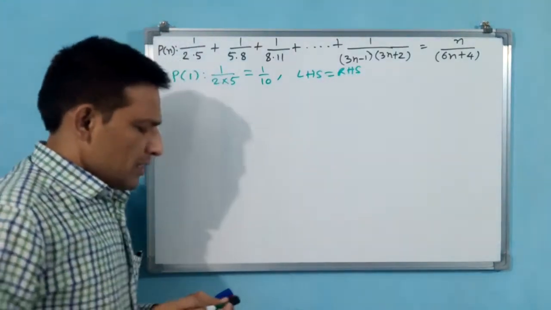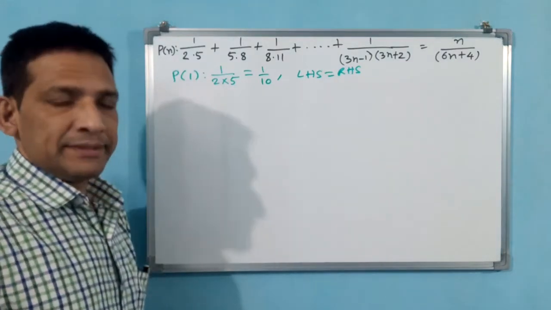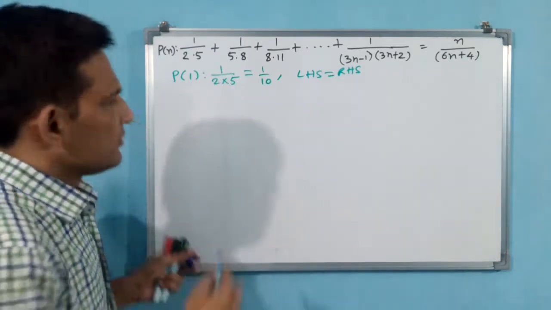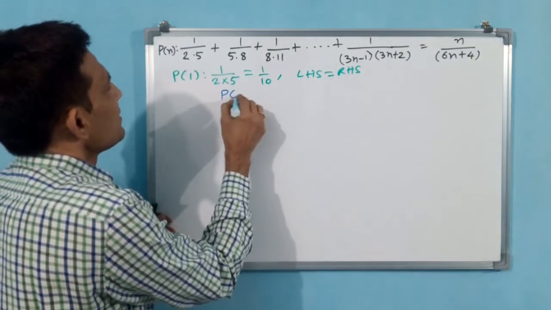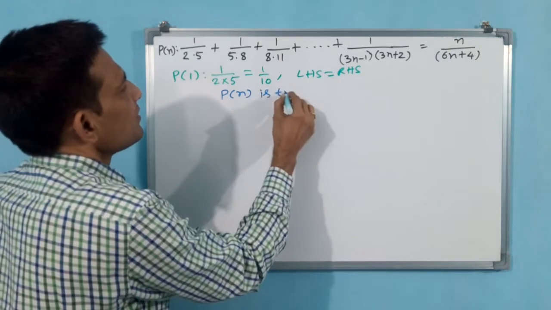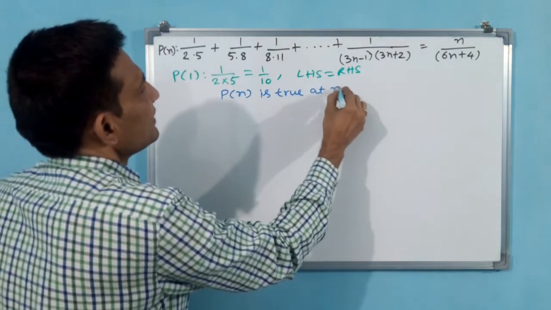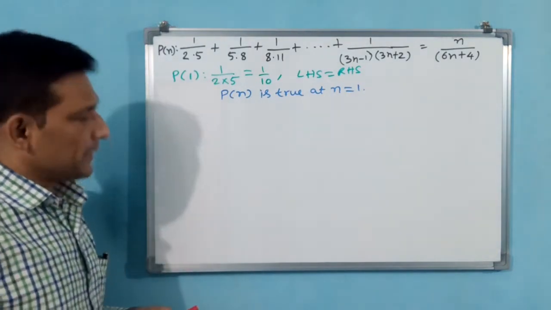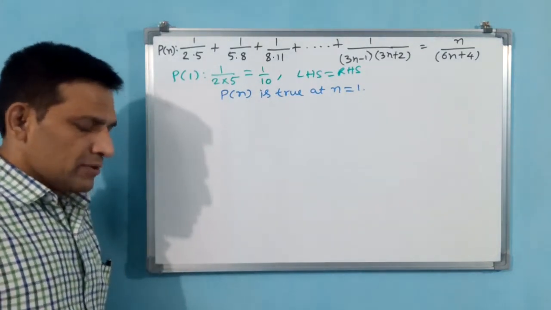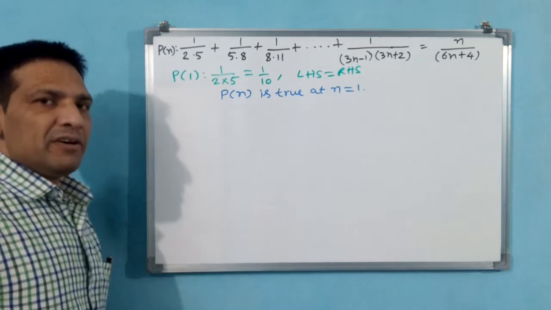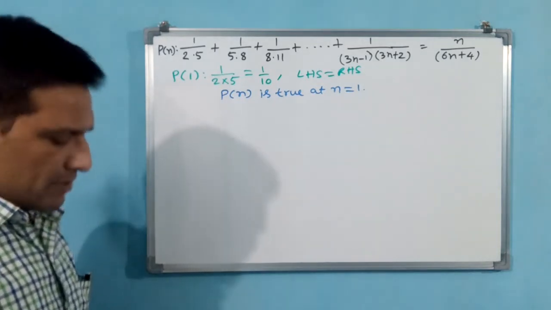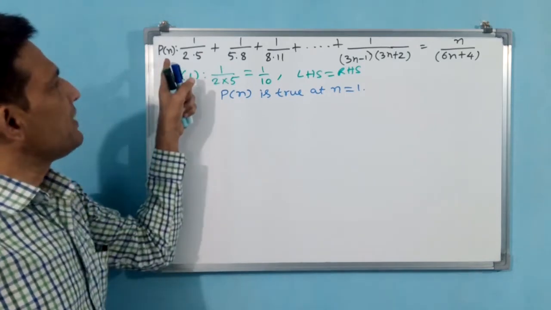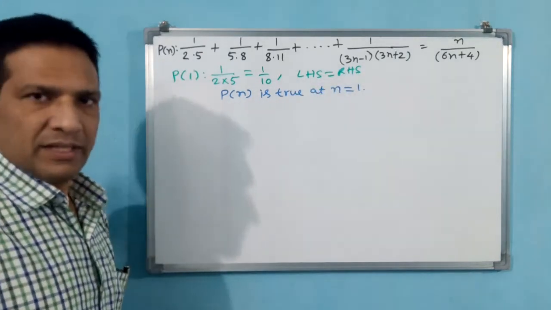After finishing this first step, what you have to write? Pn is true at n is equal to 1. Let us write Pn is true at n is equal to 1. Is it okay? Now next step, let us go for P of k. We have to write P of k. Simply you replace n with k. Write Pk.